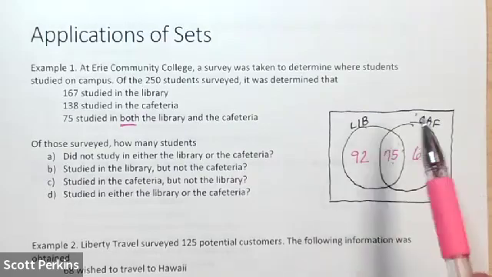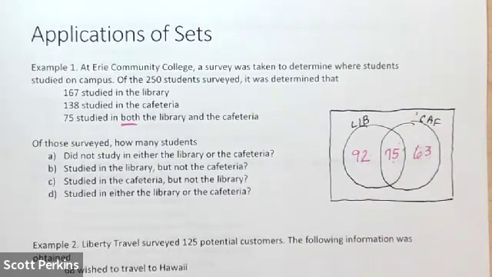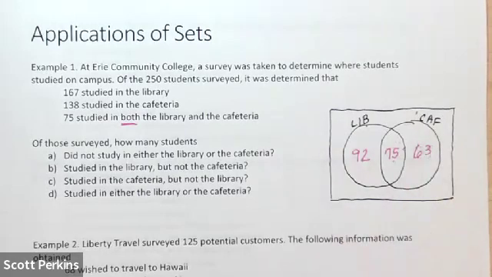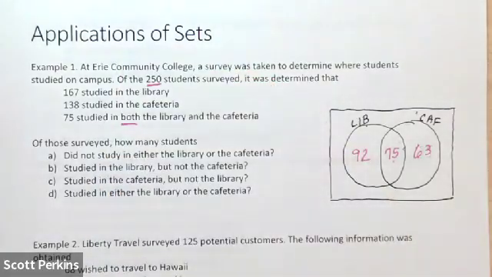Lastly, I need to figure out my universe. Anybody got a hypothesis for me on how I can figure out how many students are in the universe? Perfect. In case you did not hear, what she said is I'm going to add all three of these numbers up to see how many students I've accounted for, and then I'm going to subtract that from the 250, which is my total that were surveyed.